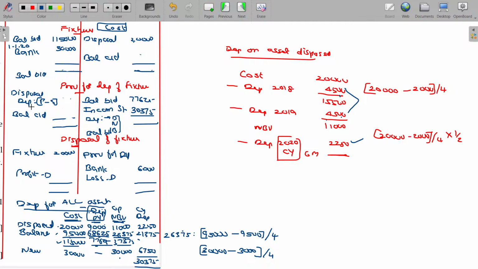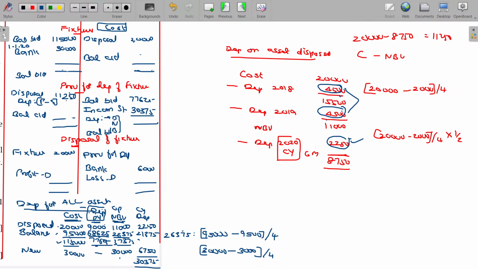For the disposal asset, what is the depreciation in total? 4,500, 4,500, 2,250. Otherwise, after subtracting the last one, 11,000 minus 2,250 is 8,750. So this is nothing but the difference between cost and net book value. Cost 20,000 and net book value being 8,750, 11,250 will be the accumulated depreciation on the asset disposed. Clear? You have to add 4,500, 4,500 and 2,250. This will be the value 11,250.